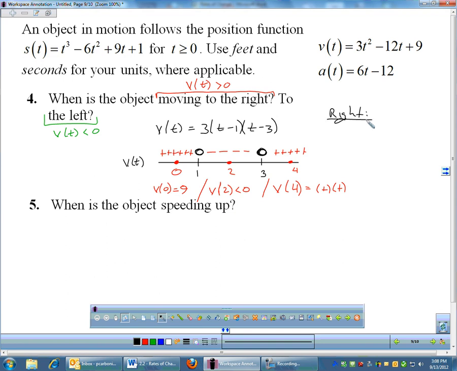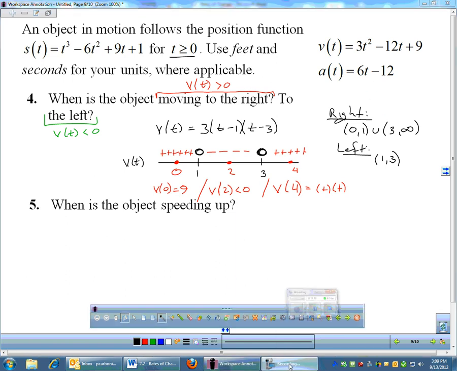on the interval. Now remember, t starts at 0, so I'm moving to the right on the interval 0 to 1, and again from 3 to infinity, and then I'm moving to the left between 1 and 3, when velocity was negative. Let's see, when is an object speeding up? Okay, well remember, speeding up means acceleration and velocity both have the same sign, so what I'm going to have to do here is look at my acceleration.